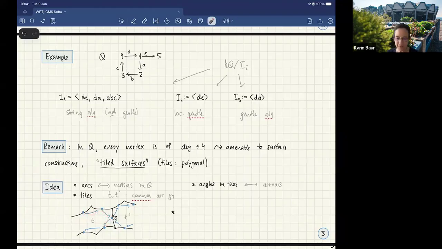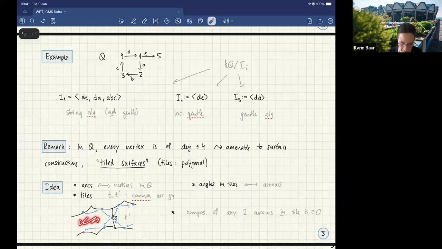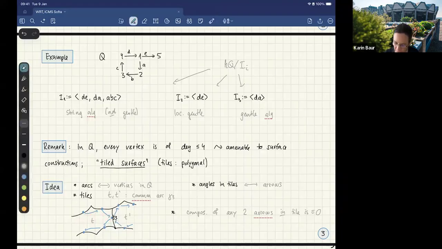Okay, well, we also need the relations: composition of any 2 arrows in a tile is 0. So whenever you are inside a tile, you're not really allowed to compose 2 arrows; that will be sent to 0. But these are just the relations for G. And then we'll have to do a little bit more to give you the relations for S, but that's the idea to keep in mind.